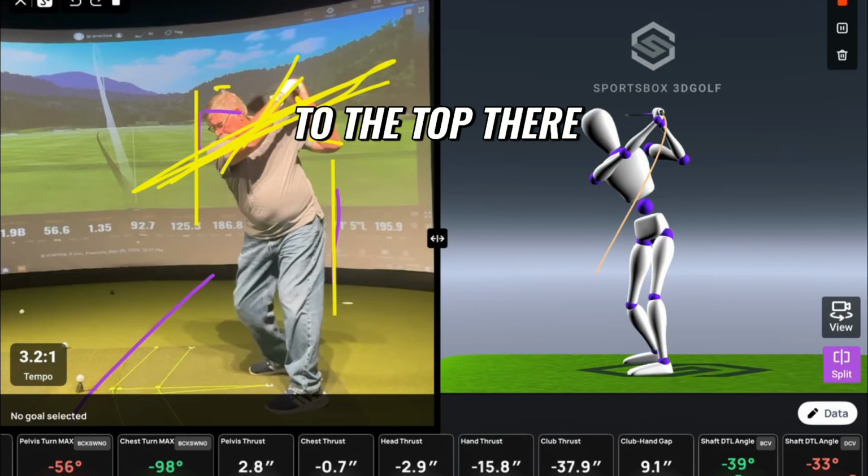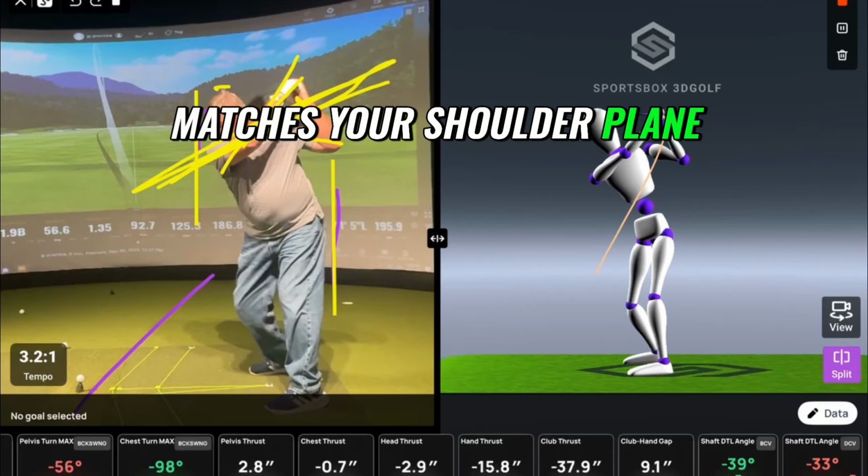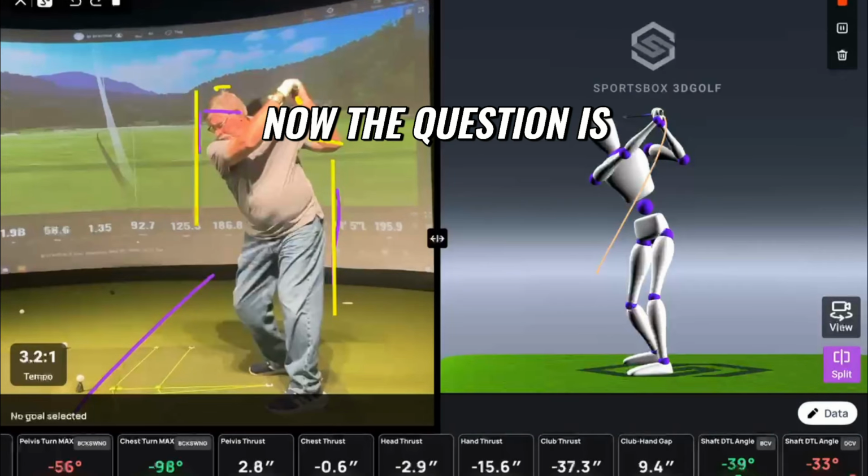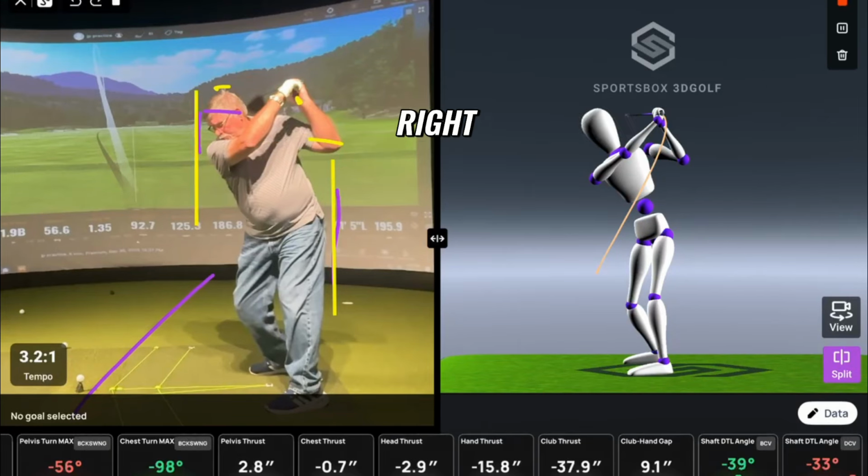Gotcha. Whereas if you get to the top there and that lead arm matches your shoulder plane, now you're on one plane with your arm and the shoulders. Does that make sense? Now, the question is, what's causing the loop, right?